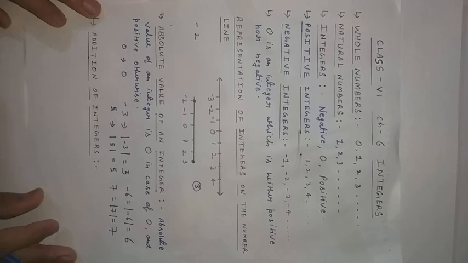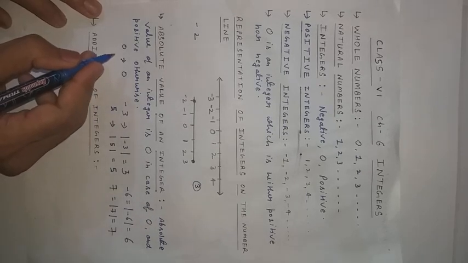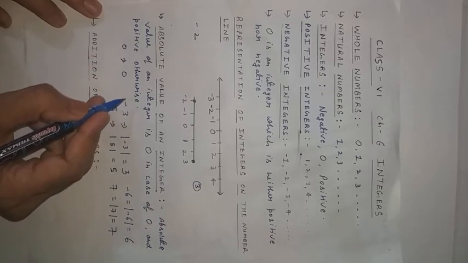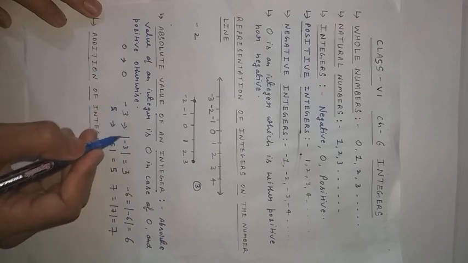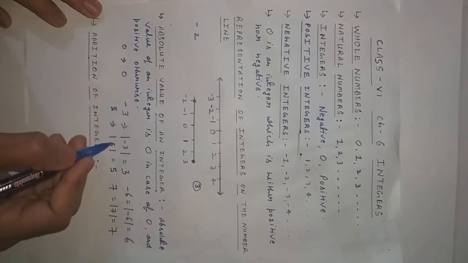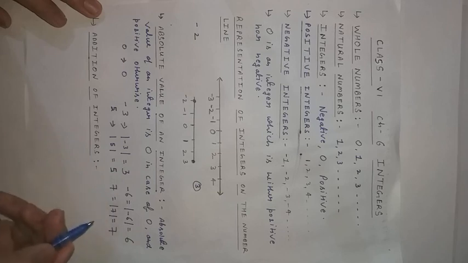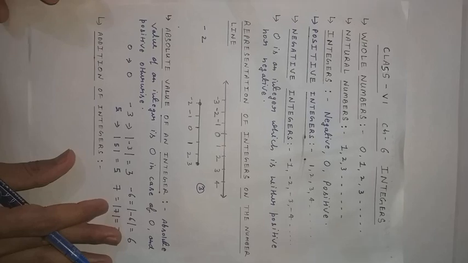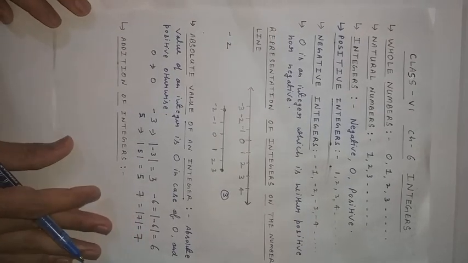So what is the conclusion? If 0 is given, the absolute value of 0 is 0, and if any negative integer is given, the absolute value is always positive according to the definition, and if a positive number is given, you know that the result is always positive. Clear, students? Now come to the next topic, that is addition of integers.